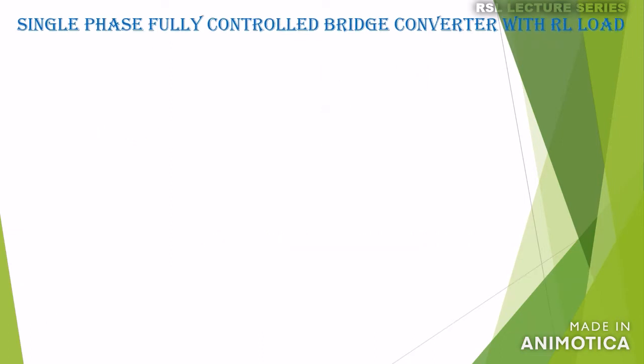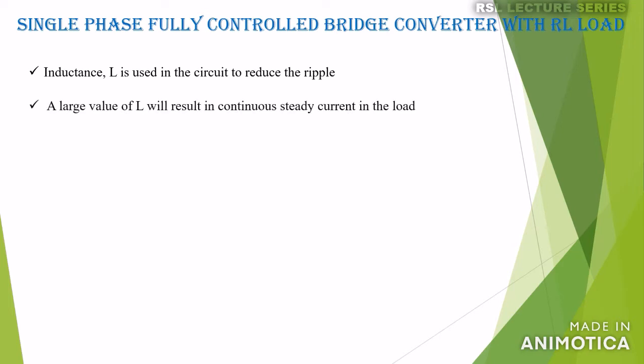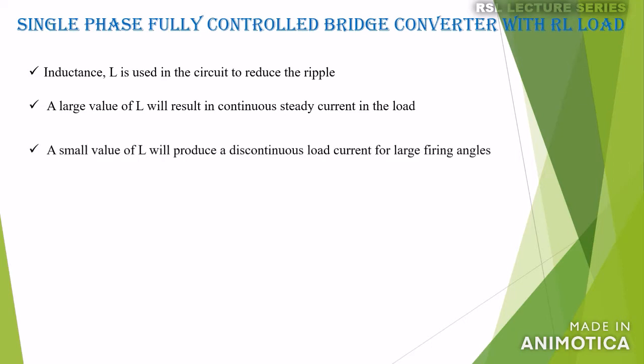So next we'll discuss some important points related to this converter. Here the inductance in the load is mainly used to reduce the ripple, and if the value of inductance is large, then the load current is continuous. That is, continuous steady state current will flow through the load, and if there is a small value of inductance, then it will produce a discontinuous load current for larger firing angles.